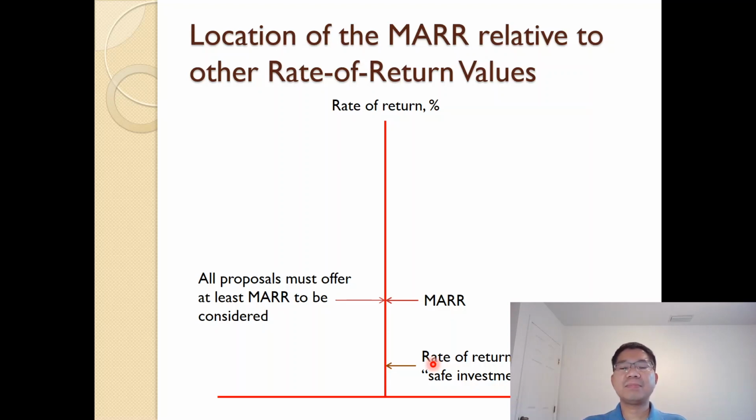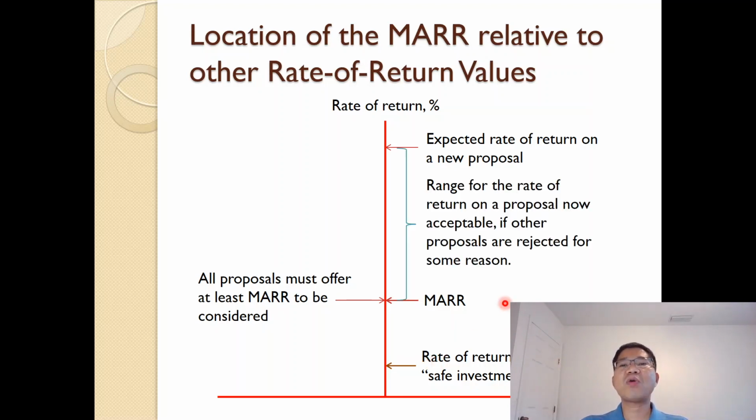So when you find the return for any project with some risks, it has to be at least MAR or greater than MAR. With that, when we compare others, we have an expected return on a new proposal, and that is basically the range of rate of return for a proposal to be acceptable. If all other proposals are rejected for some reason, the range to select an option has to be at least MAR. So that's why we call it minimum attractive rate of return.